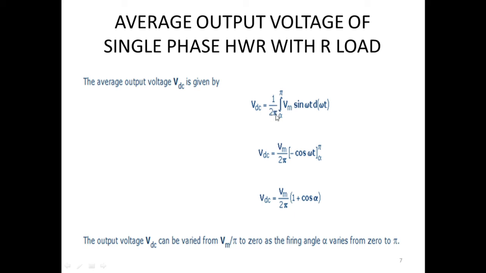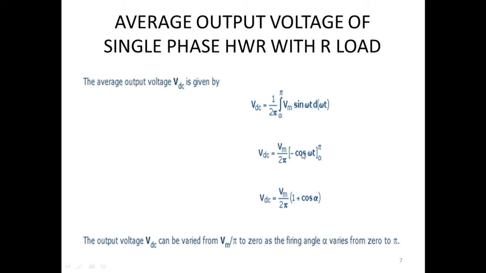As already shown in the waveform, conduction takes place between alpha and pi. Therefore, we integrate the output between alpha and pi, and the output follows the input voltage, Vm sin omega t. After integrating, VDC is equal to Vm by 2 pi, taking Vm outside.